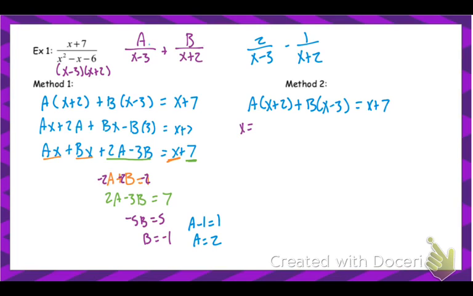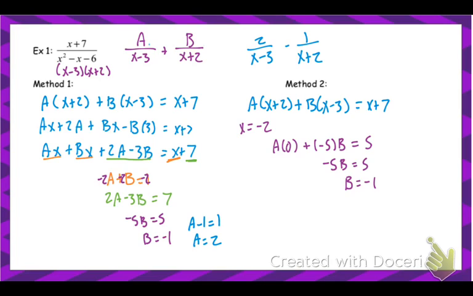The x value that would do that is negative 2. So if I plug in negative 2 for x, I would get a times 0 plus negative 5 times b, and that's going to equal 5. So that means that negative 5b is equal to 5, and b is equal to negative 1. Same answer I got the other way.